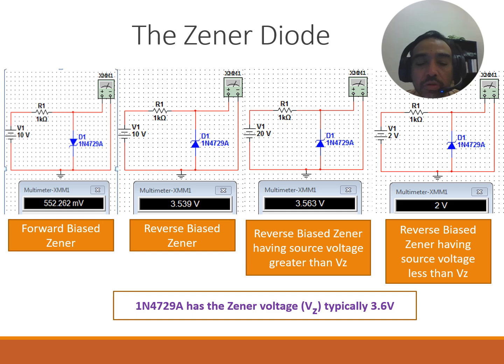That's when it's forward bias. So forward bias is not the way a Zener diode is supposed to work. So we don't care about that one. Move it out of the way.